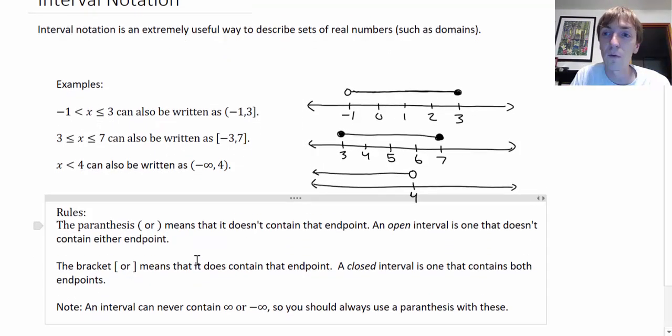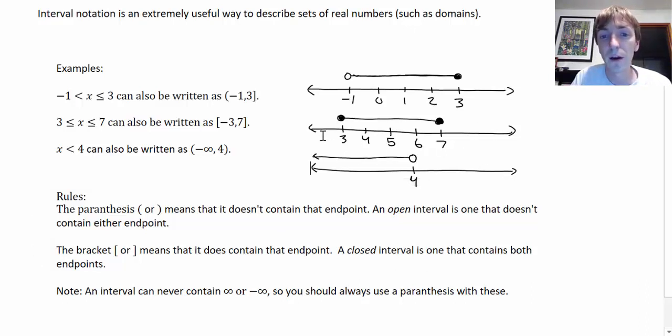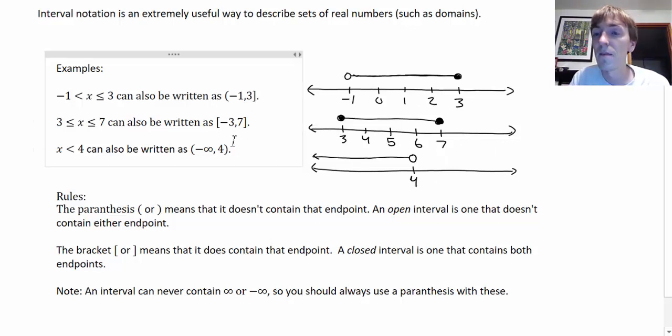Okay, so down here I restate all the rules that I just said. Parentheses mean that it doesn't contain that endpoint. Brackets mean that it does. Now, I'm going to throw a couple more words into this. An open interval is one that doesn't contain either of the two endpoints, so one where I had parentheses on both sides. A closed interval is one that does contain both endpoints. So this second example here, because I've got closed circles on both sides, or brackets on both sides, is a closed interval.